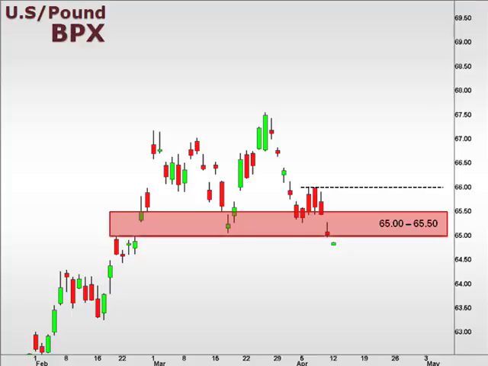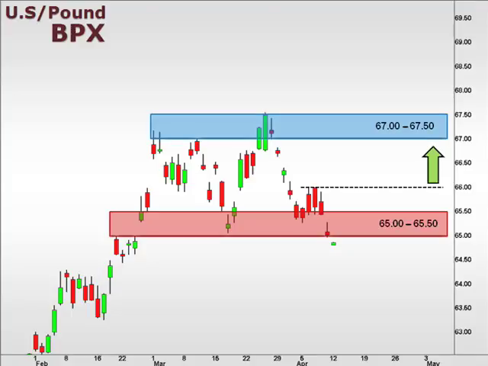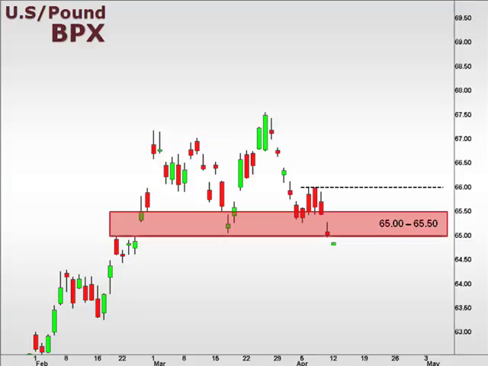Now, that being said, should we see the pair value find some support here and move back up into that 65, 65 and a half focal zone, we would be waiting for a break above 66 for us to commit to a possible continuation to the upside. That break above 66 is likely to yield a push into the 67, 67 and a half box.